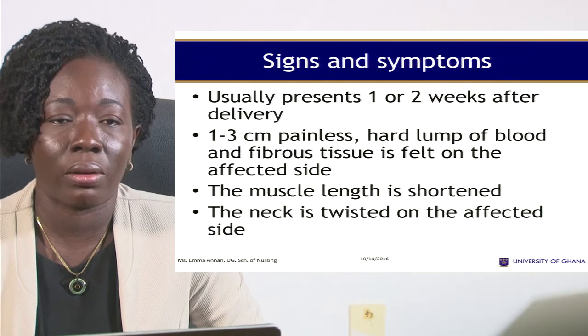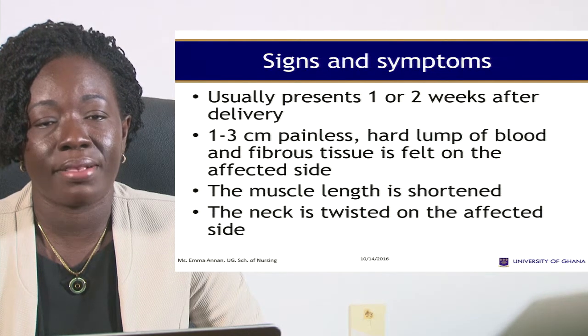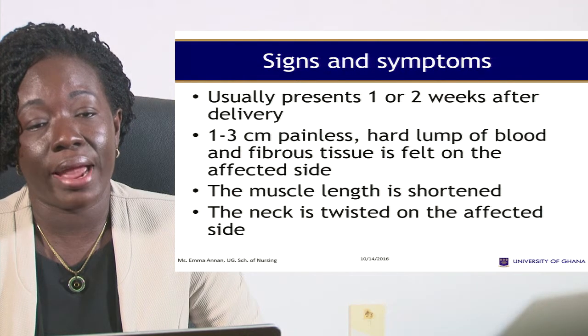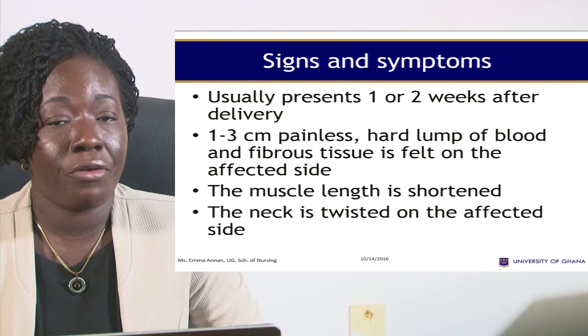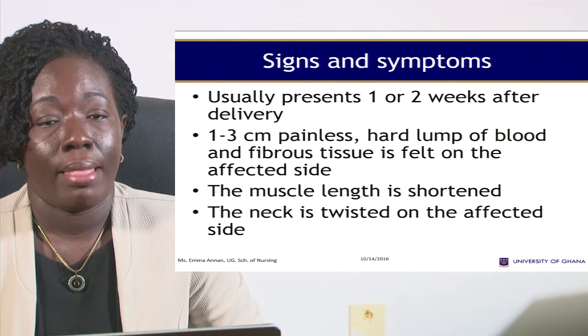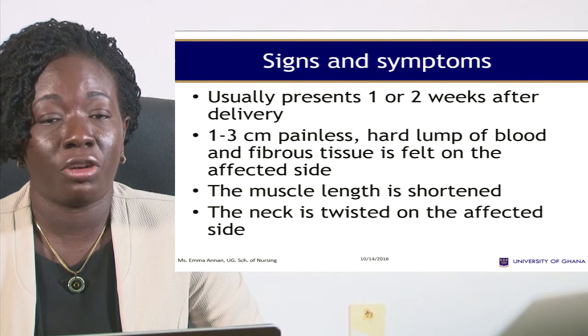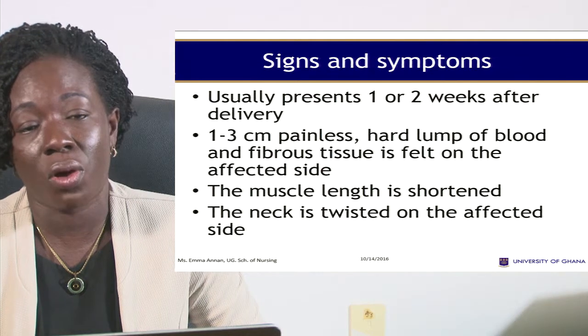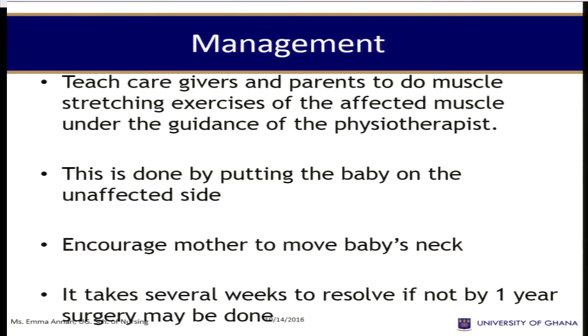Signs and symptoms include a lump, usually present 1 or 2 weeks after delivery, measuring 1 to 3 centimeters, but it's not painful. You feel a hard lump, then the length of the muscle is shortened, and the neck is twisted to the affected side, as we saw in the image. You manage by teaching caregivers and parents to do muscle stretching exercises of the affected muscle. And this is usually done under the guidance of a physiotherapist.